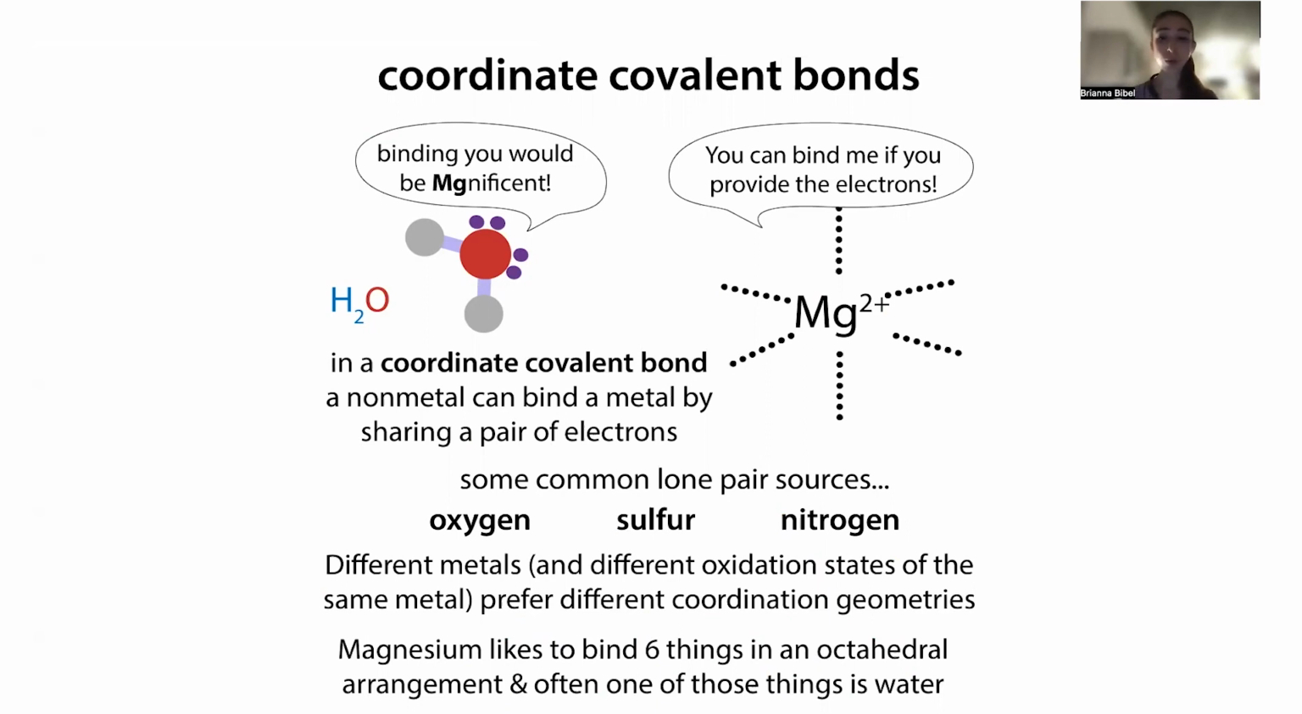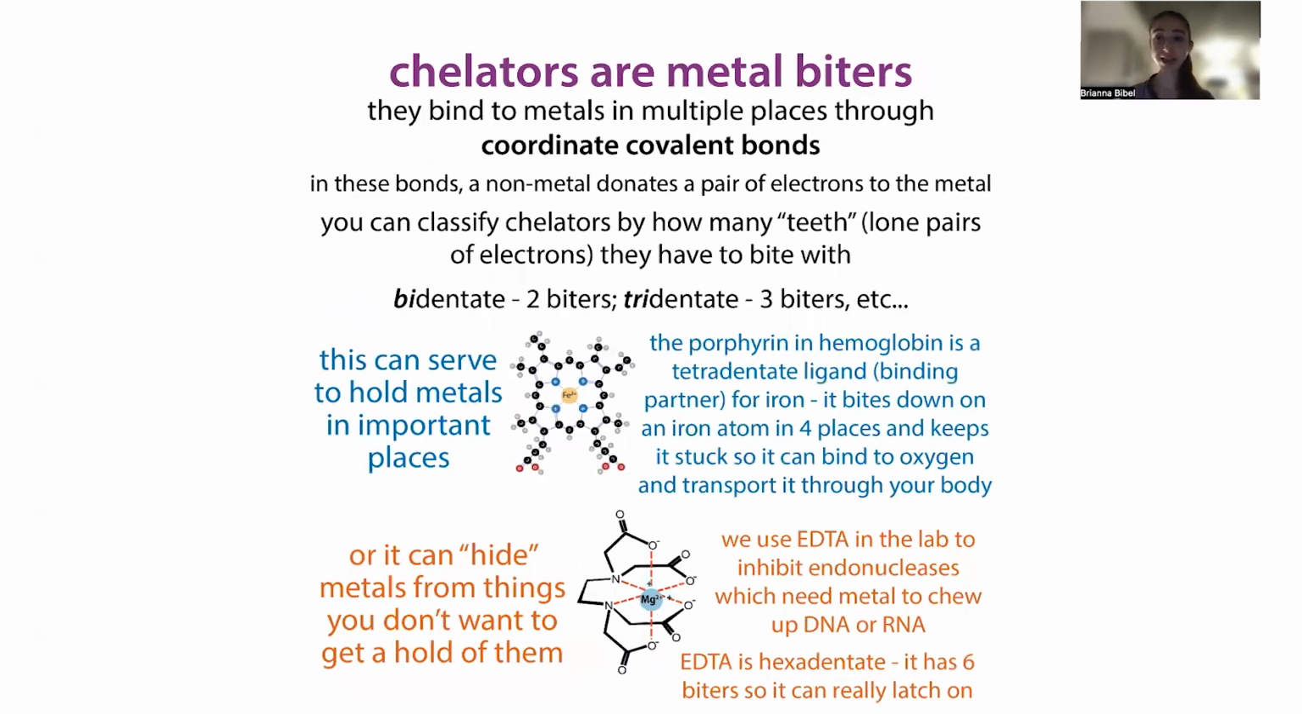Often though, just having one single bond to a metal isn't going to be enough. Instead, what you want is something that's going to act more like a chelator. A chelator is something that's going to bind down on a metal in multiple places. It's going to take multiple chelates, like claw, and you can think about how dentate your chelator is. So we talk about claws, chelate, and then dentate, so like teeth. How many bites is it taking? Each of these bites is going to be one of those coordinate covalent bonds.